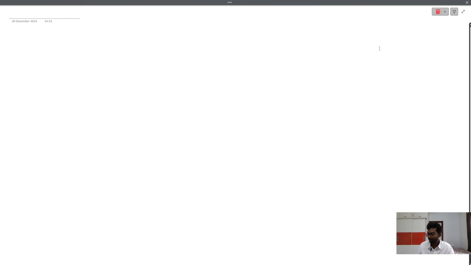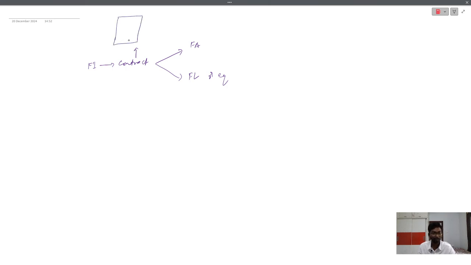So when I say financial instruments, IFRS 9 says that a financial instrument is a contract which results in a financial asset in one entity and a financial liability or equity instrument in another entity. Now when I say contract, I'm saying we are looking at a piece of paper. Remember that. Now let's understand this definition through examples.